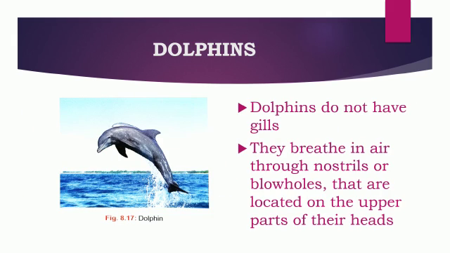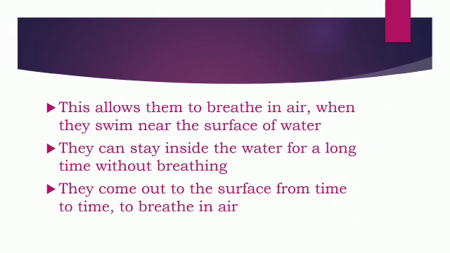Dolphins. Dolphins do not have gills. They breathe in air through the nostrils or the blowholes that are located on the upper parts of their heads. This allows the dolphin to breathe in air when they swim near the surface of the water. They can stay inside the water for a long time without breathing, but they come out to the surface from time to time to breathe in air.